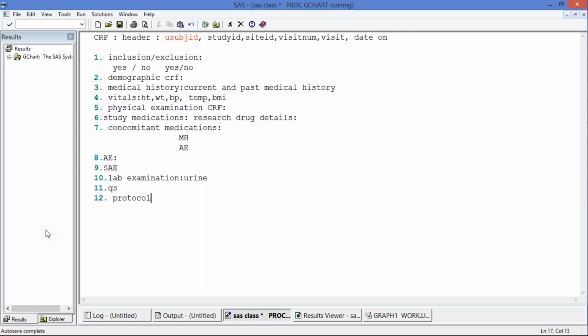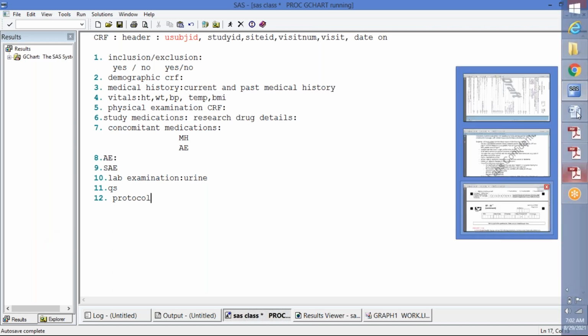Deviations may be from the subject, maybe from the study staff. Any deviation from protocol is nothing but non-compliance with the protocol. If the protocol is not followed, it is a protocol deviation. We'll have a separate CRF to collect the protocol deviations. Any deviation you can collect here.